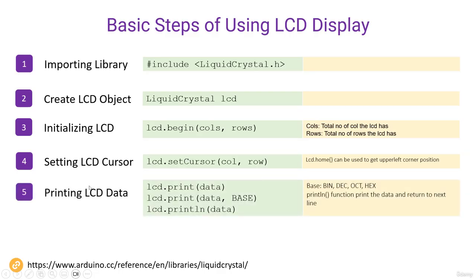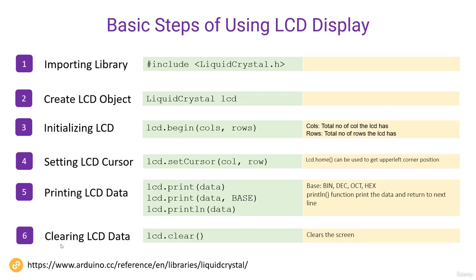The fifth task, to print any data on the LCD, you will have to use lcd.print. Then within the brackets, you can print the data. If you are using different bases for the number system like binary, decimal, octal, or hexadecimal, you can define that also here. If you want to start your print on a new line, you can write lcd.println within the brackets, your data. Finally, if you want to clear the display, the command is lcd.clear. These are all the necessary steps to interface an LCD with Arduino.